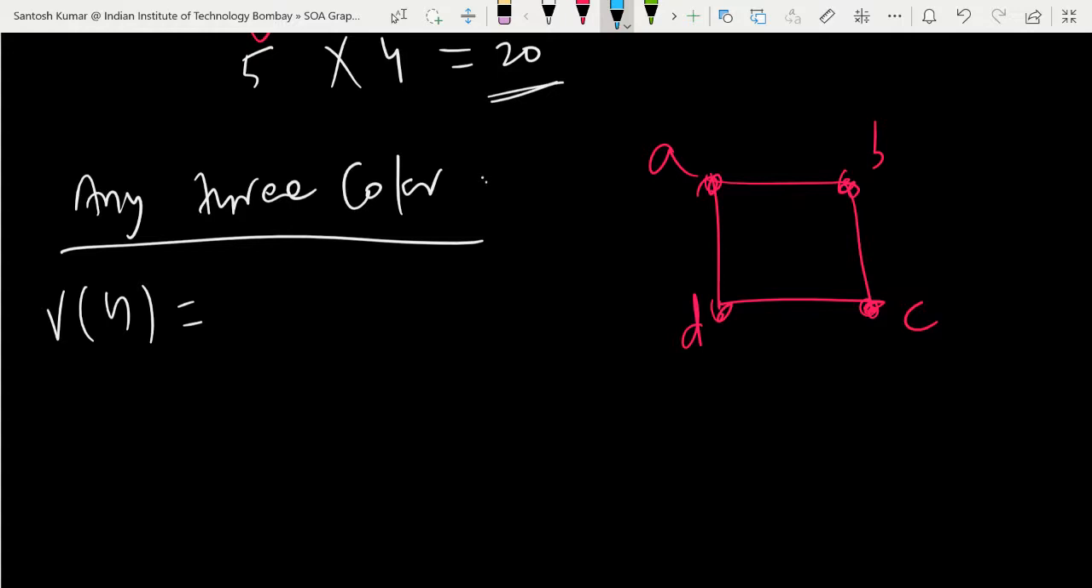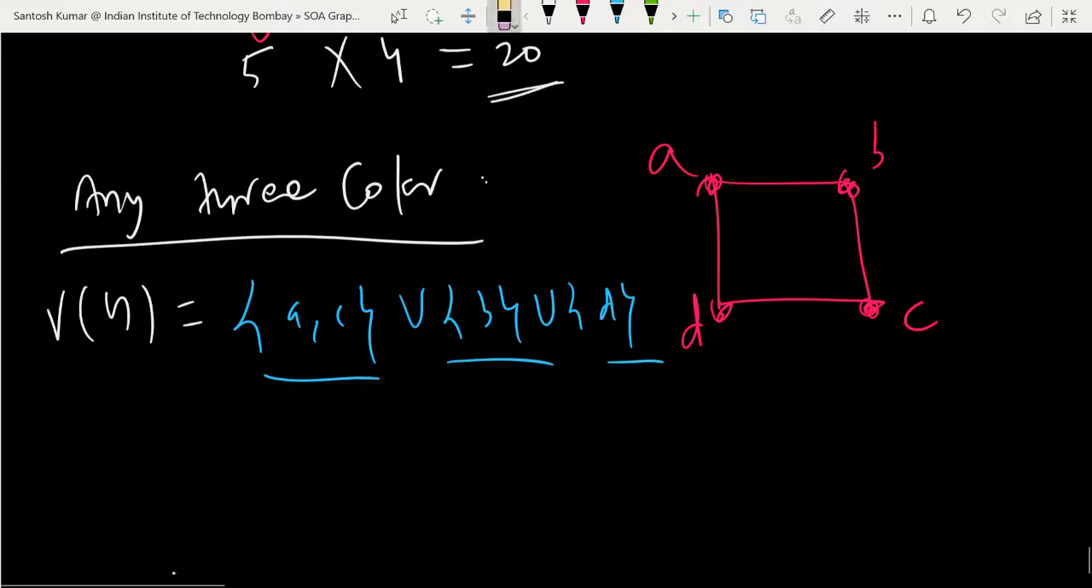So AC, B, and D. You can take one color for AC, one color for B, one color for D. No problem. These 3 are independent sets. Here I have to use exactly 3 colors. That's why I'm doing this. So I'm dividing the vertex set into this.